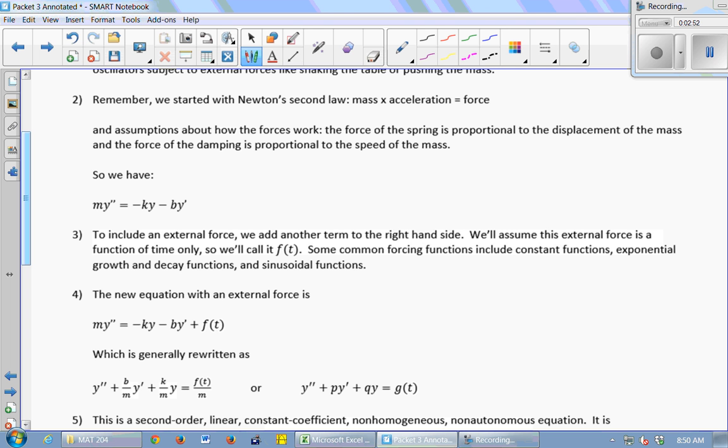Right, so to include an external force, we add another term to the right-hand side of this equation. We're going to assume this external force is a function of time only, and we're just going to call it f of t. So some common forcing functions include constant functions, where you're just applying some constant force to the mass, or an exponential growth or decay function. You could start with a small amount of force and just make it bigger and bigger, or start with a great force and make it smaller and smaller. Or a sinusoidal function, where the force that you apply to the mass varies sinusoidally over time. Sometimes you apply a lot, sometimes you apply less.